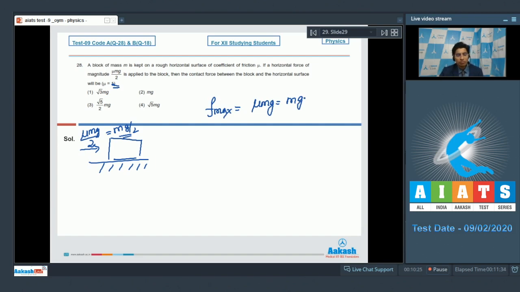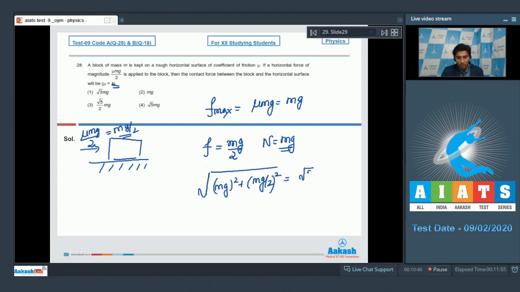Now dear students, in this particular case, the frictional force acting on the block will be equal to mg by 2 and the normal force due to the ground will be equal to the weight and it will be equal to mg. We have to find out the resultant of these two forces and that will be equal to under root of mg square plus (mg by 2) square, which will be equal to root 5 by 2 mg, and hence option number 3 is the correct answer. Now let us solve question number 29.